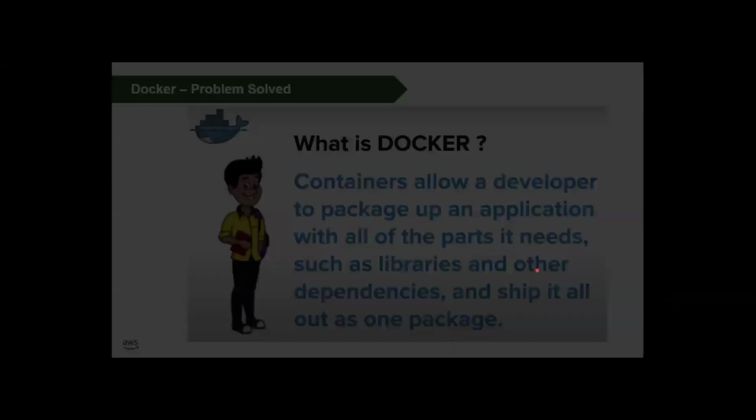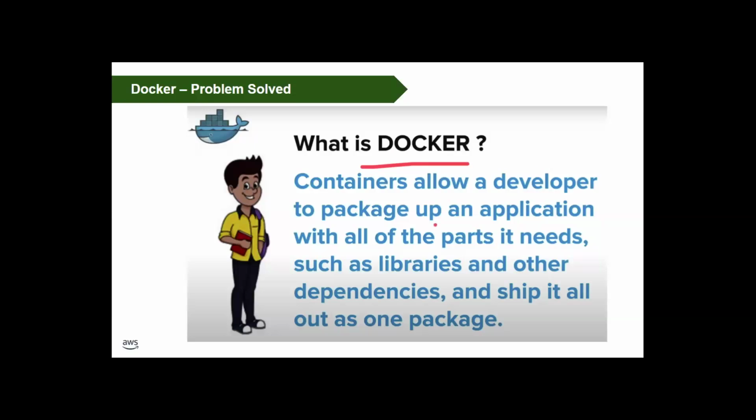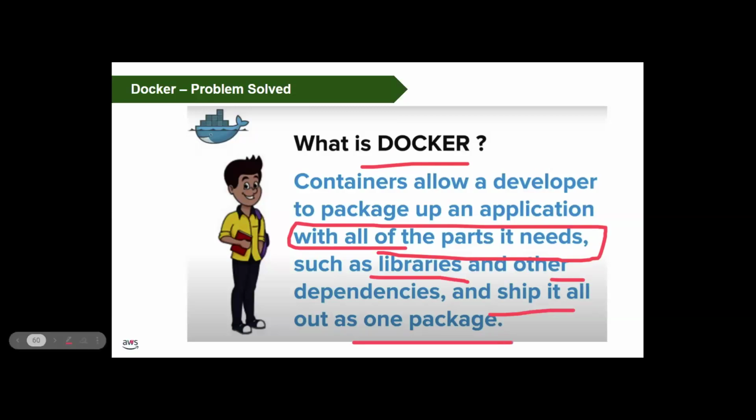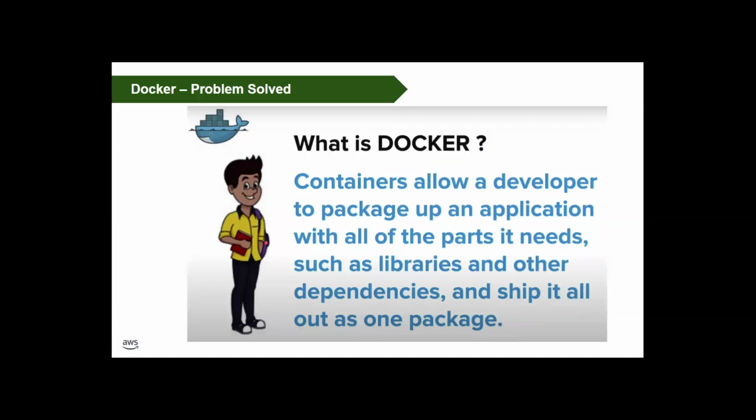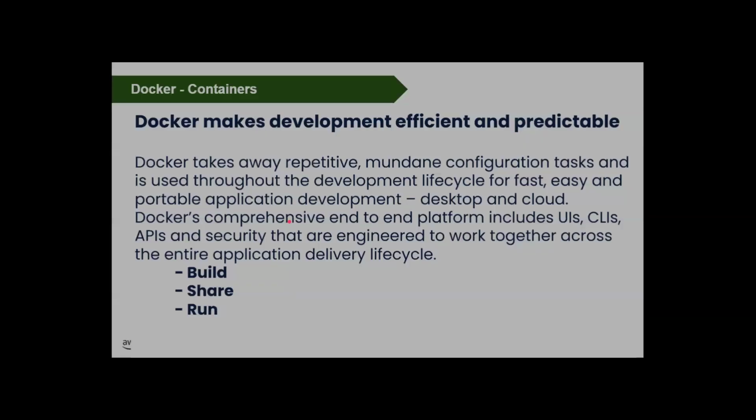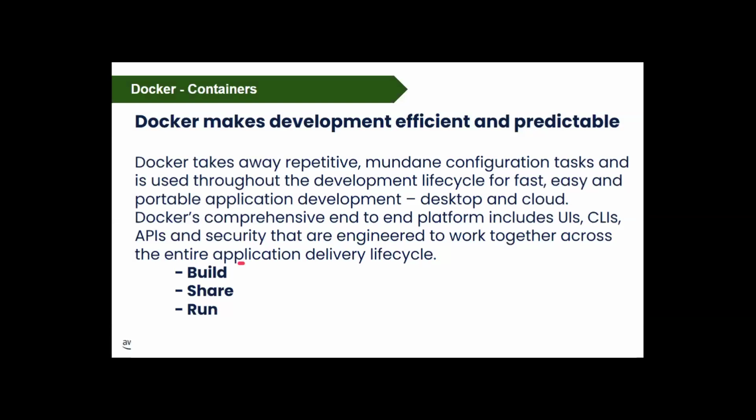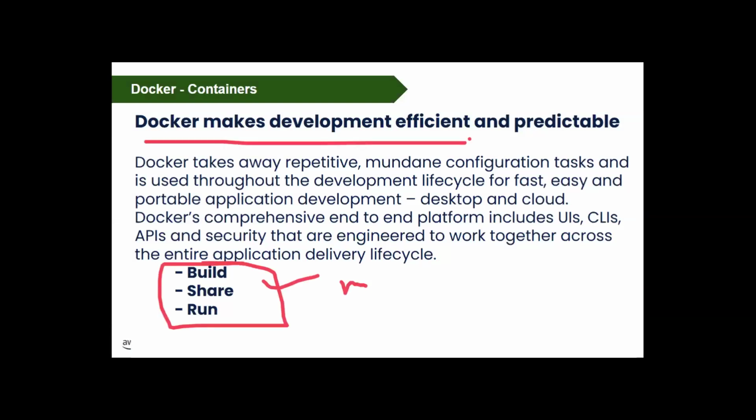Now, what is Docker mainly? Docker is a container that allows a developer to package an application with all the parts that it needs. Like your library files, dependency files, ship files, everything we put in one package, and that package gets installed with all the applications. Automatically, when your application is installed, the container also will get installed. Now its main job is what? Docker build, share, and run. That means build the application, share, and run your application. So it makes our development process very efficient and predictable also.